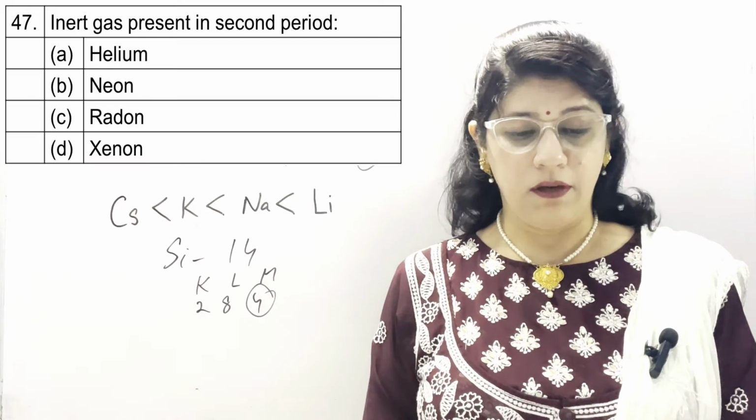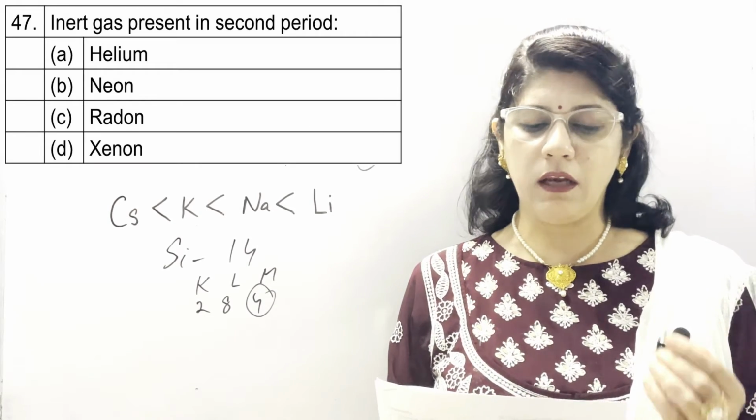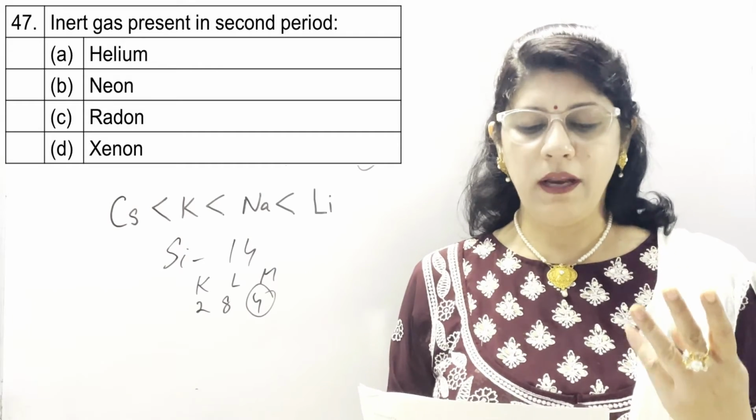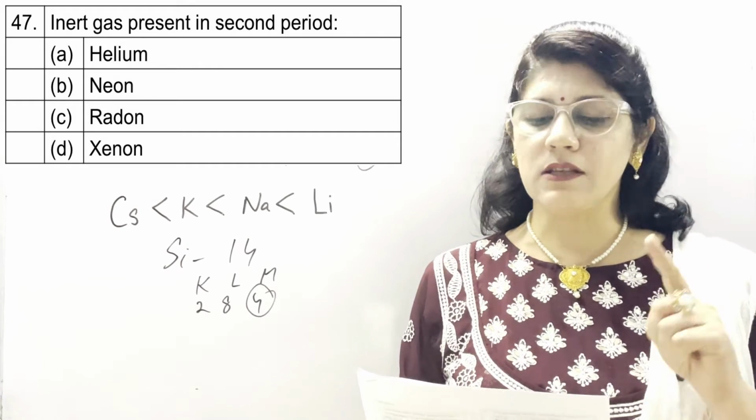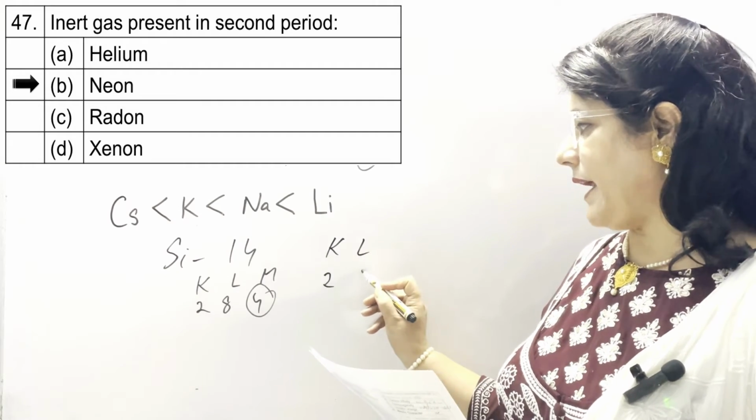Question number 47. Inert gas present in second period. Options given are helium, neon, radon and xenon. So correct option is neon, because K and L, two shells, so 2 and 8.